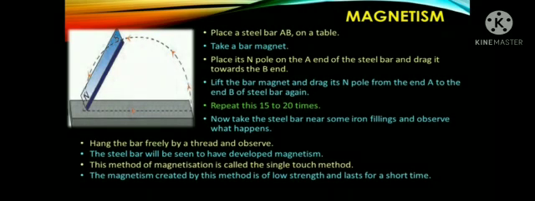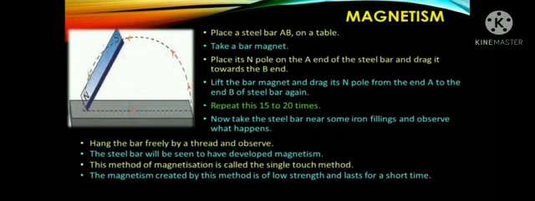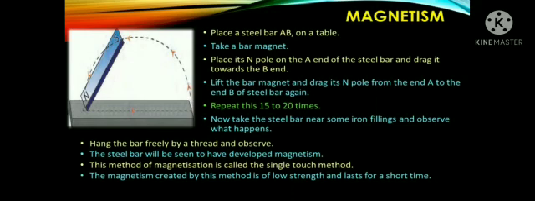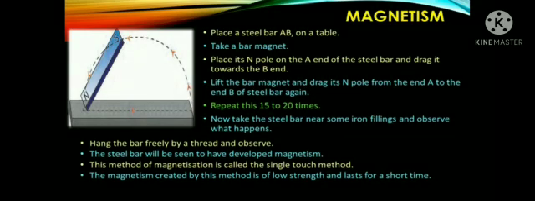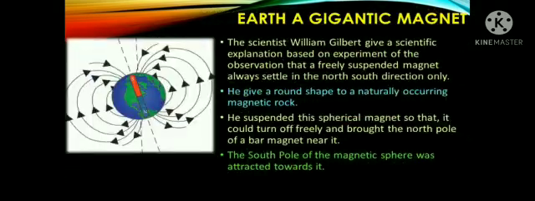Now take the steel bar near some iron filings and observe what happens. Hang the bar freely by a thread and observe. The steel bar will be seen to have developed magnetism. This method of magnetism is called the single touch method. The magnetism created by this method is low strength and lasts for a short time.